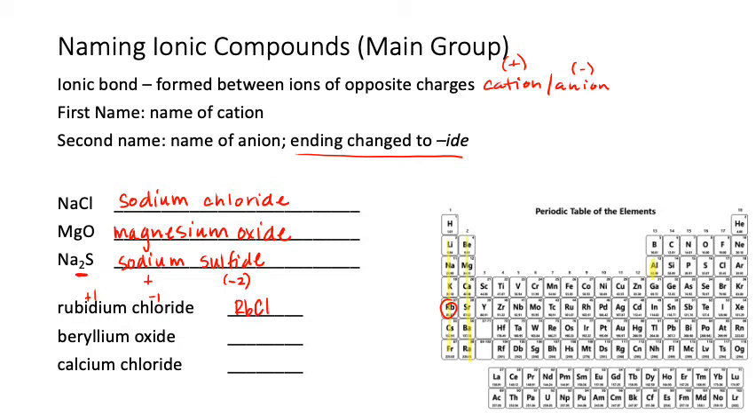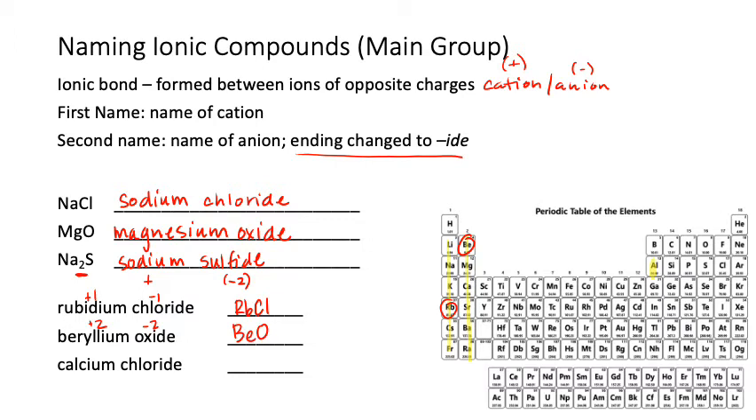Next, we have beryllium oxide. On the periodic table, beryllium is in group 2. It has a +2 charge. Oxide has a -2 charge. So we can just write this as BeO. Our charges already balance out.